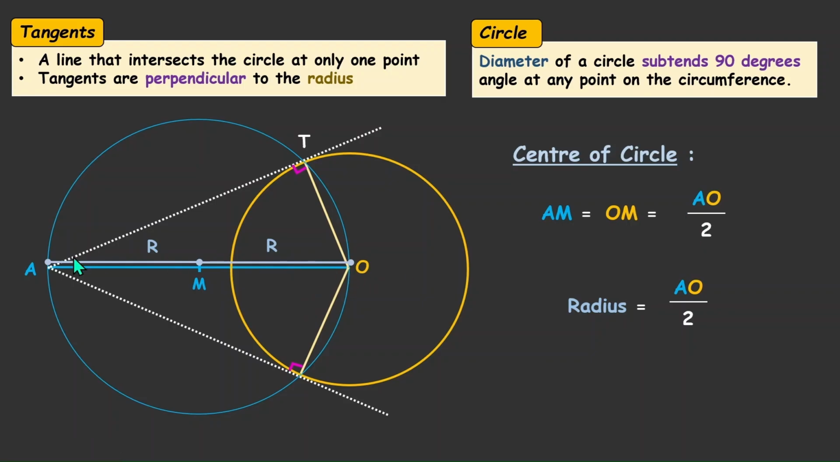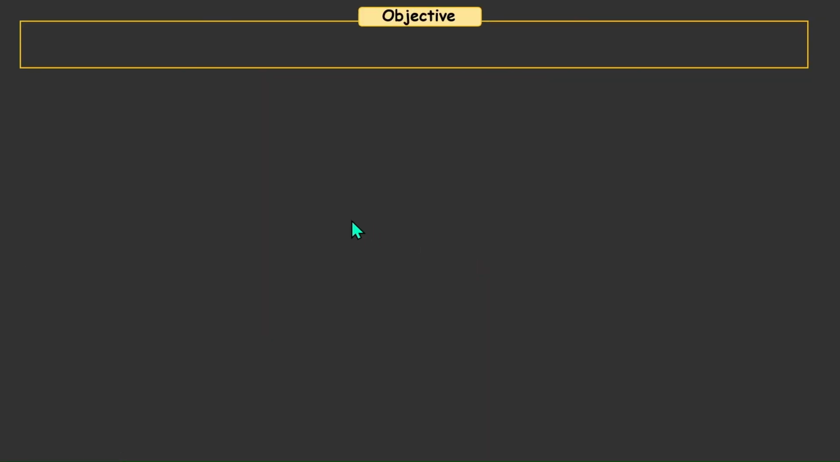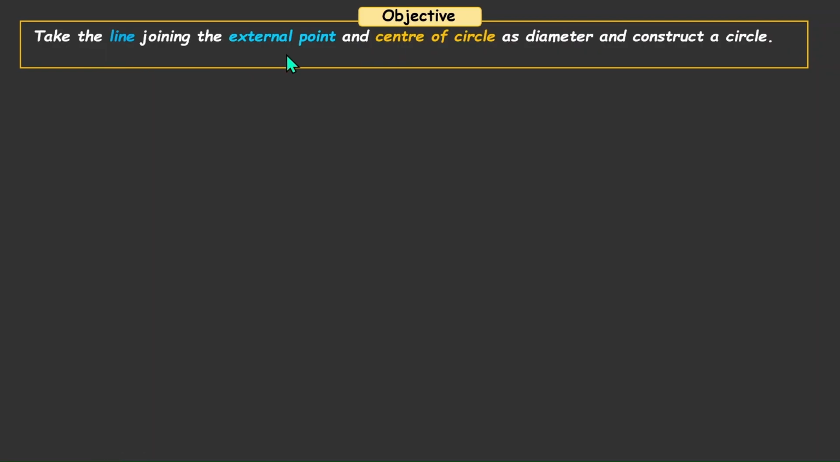And the center would lie at a distance of AO divided by 2 from either of the endpoints. So now we have the measurements of the circle. So let's get into the construction of the circle. Our objective is to take the line joining the external point and the center of the circle as diameter, which was our original AO, and construct a circle.